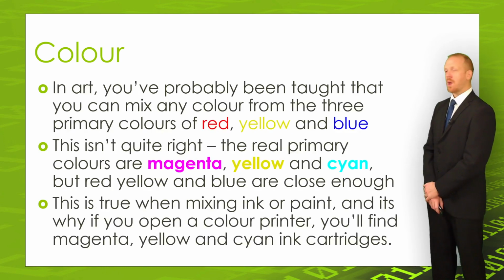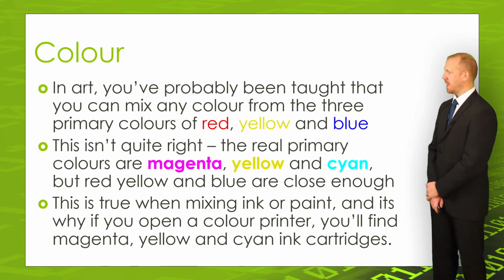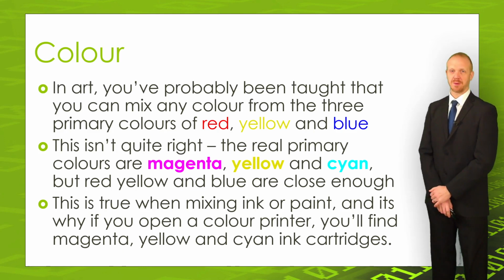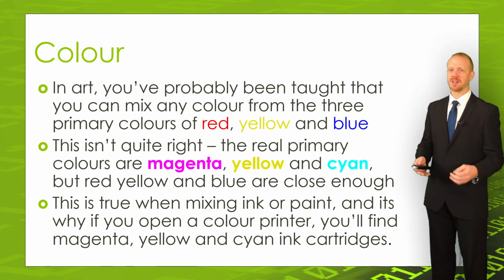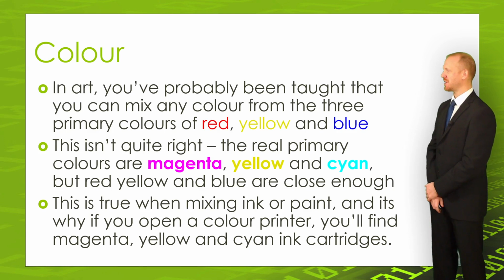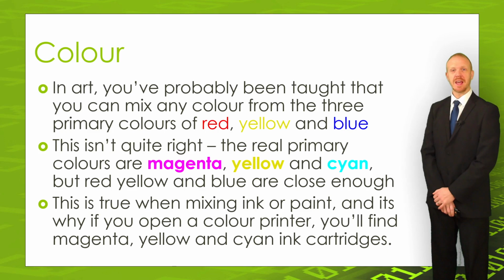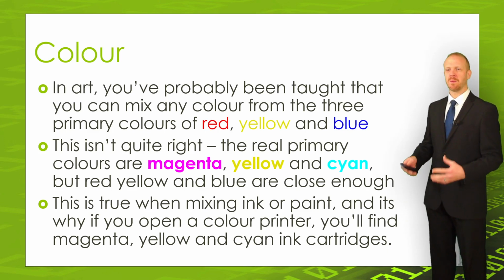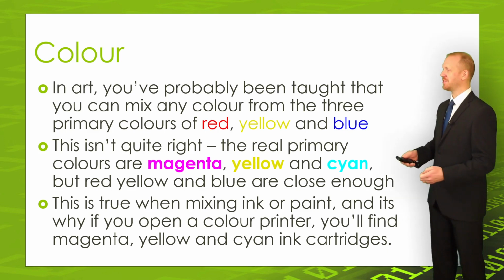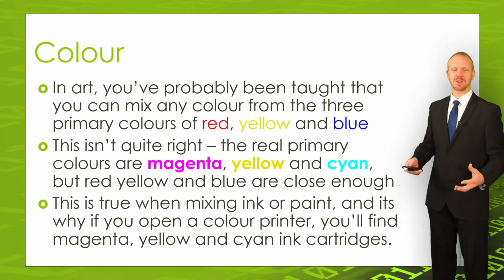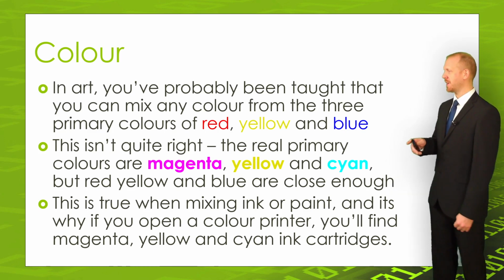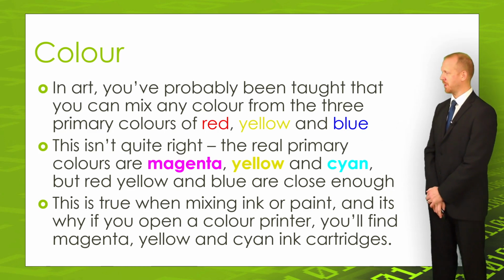about mixing colours. Now, you've probably been taught in art that the primary colours are red, yellow and blue. That's actually not quite right. The three primary colours as far as art is concerned, as far as mixing paint and ink is concerned, are actually magenta, yellow and cyan. Now they're very close to red, yellow and blue, as you can see, and historically red and blue pigments were far more easy to come by than magenta and cyan. So red, yellow and blue were generally used as primary colours. You can get very close to most colours with that. But to be completely accurate, magenta, yellow and cyan are the three primary colours.